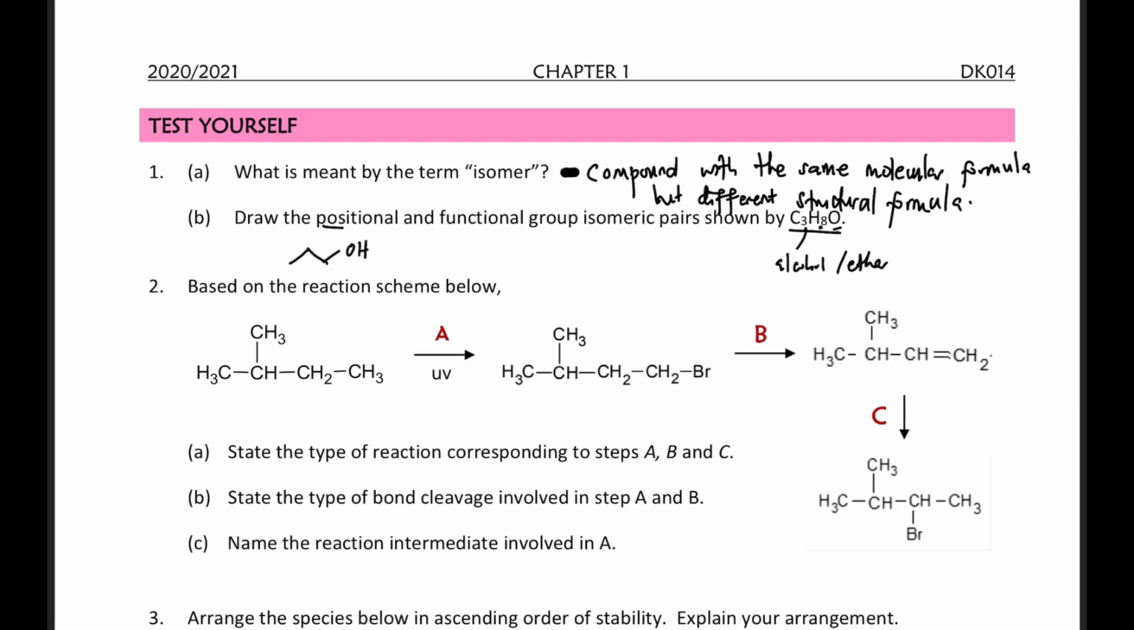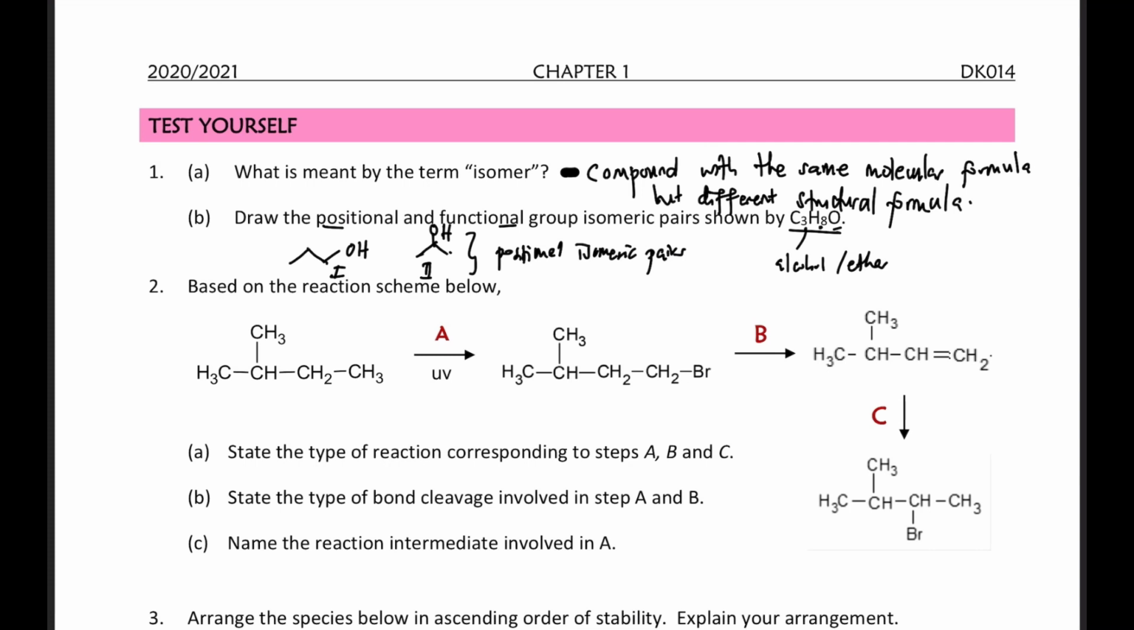So we have 3 carbons, 1, 2, 3, and then add OH. So this is the first one, and then 1, 2, 3 again. For the positional one, we draw the OH on the second carbon. So this 1 and 2 are positional isomeric pairs. Okay, that's the first one.